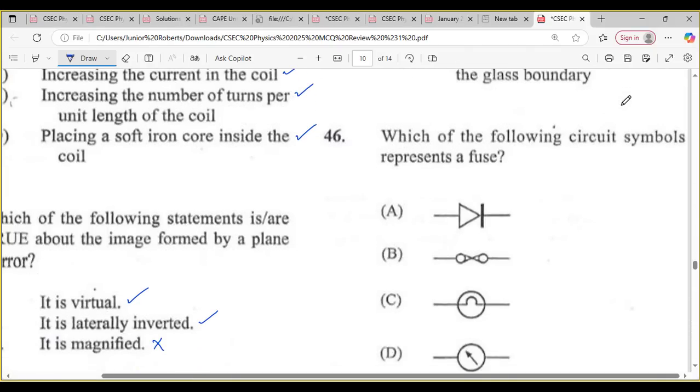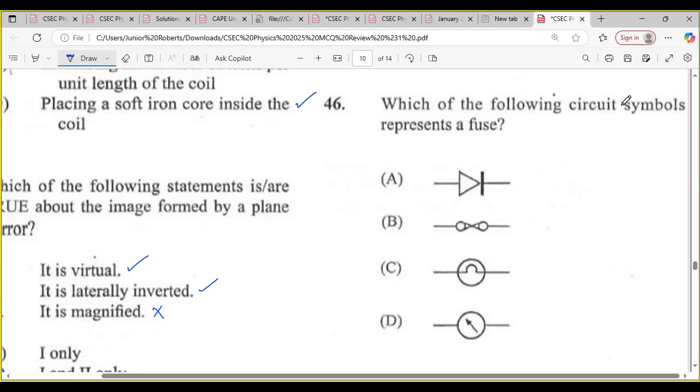Now, number 46 says, which of the following circuit symbols represents a fuse? So a fuse is what we're looking for. A shows a diode. B is indeed the fuse, so B is our correct answer. C shows a lamp, or a bulb. And D shows what we call a galvanometer. So that's 46.